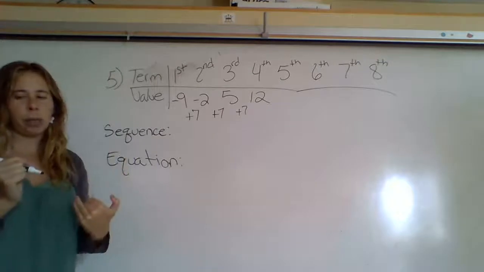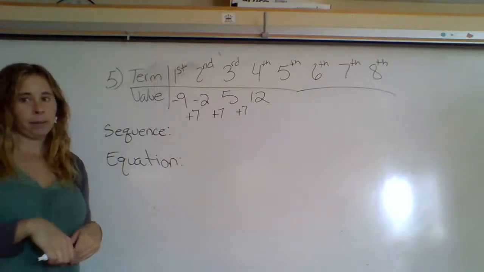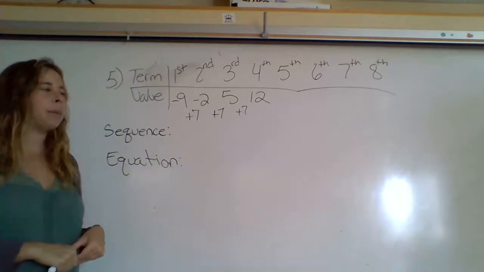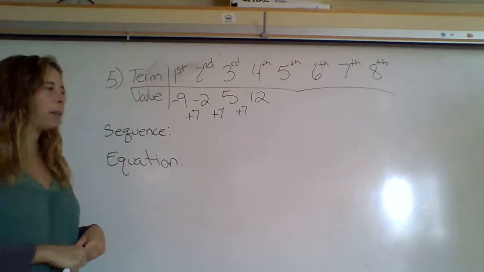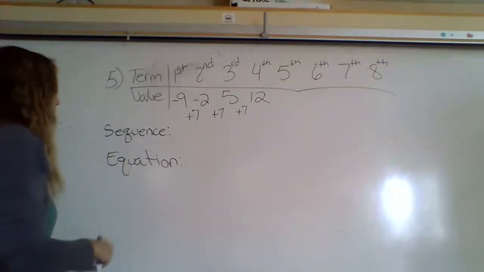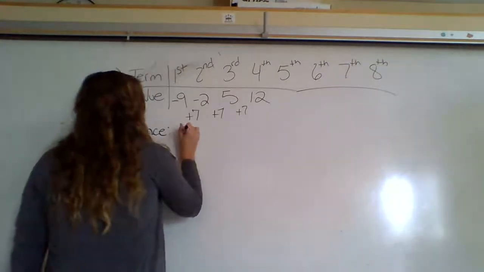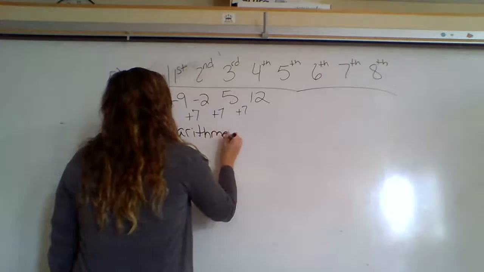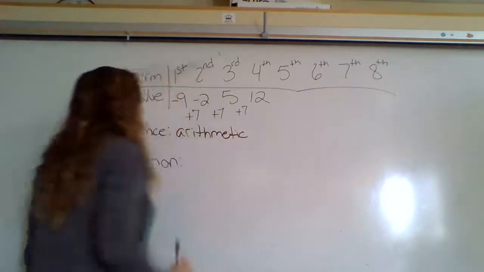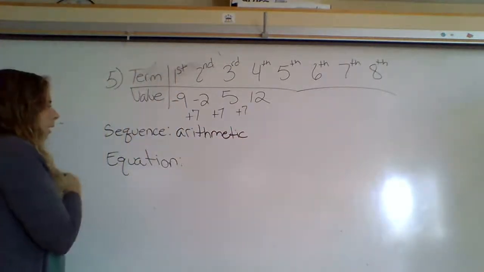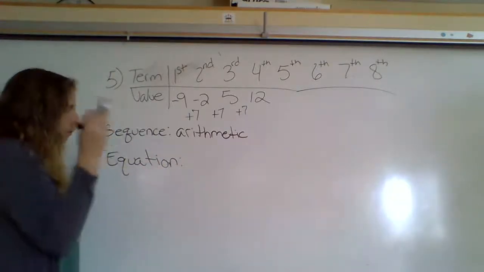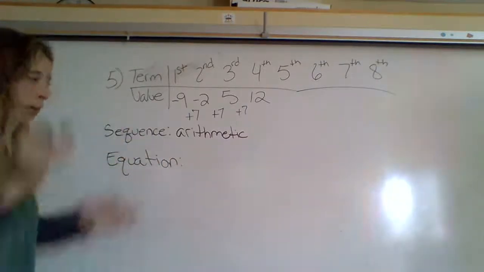Is that geometric or arithmetic? Arithmetic. Arithmetic and adding both start with an A. Arithmetic is adding. So this is arithmetic. Okay? The sequence is arithmetic. It's an arithmetic sequence, which means it's also linear.